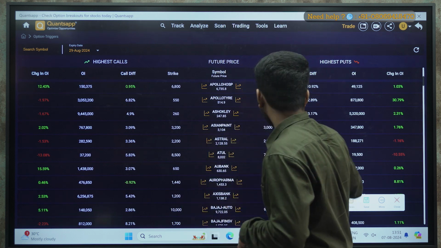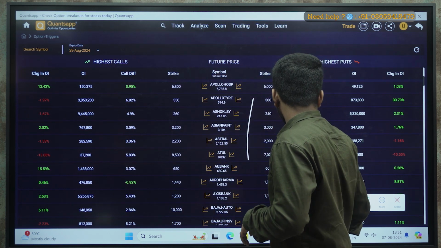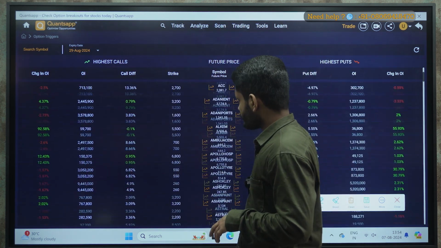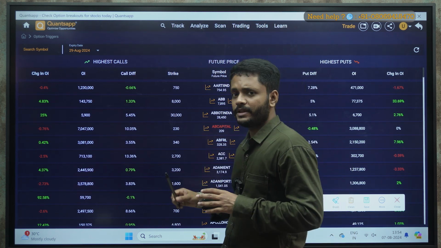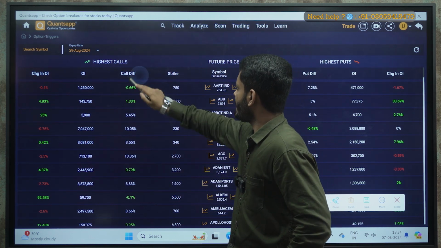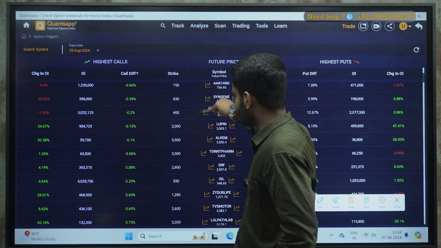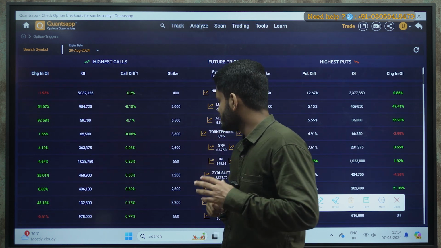So now let's check how to use this tool and how you can go and filter out. Okay, let's say as soon as you open this, what you're supposed to do is just click on the arrow in the call difference and filter out those stocks where the call difference is between 0 to 1%.